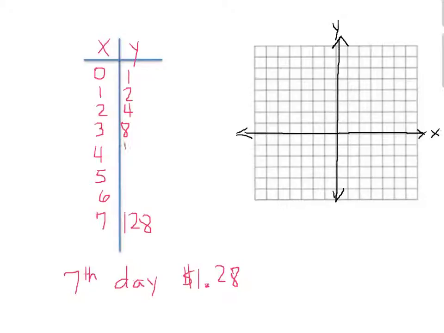On day 4, it would be 16. And on day 5, it would be 32. And on day 6, it would be 64. And then on the first week, it would be $1.28. So the 7th day was 128 pennies.